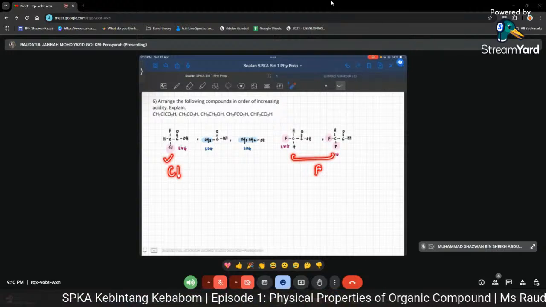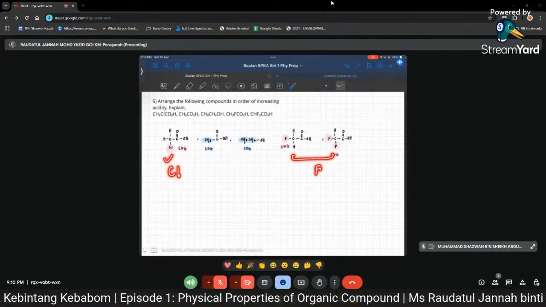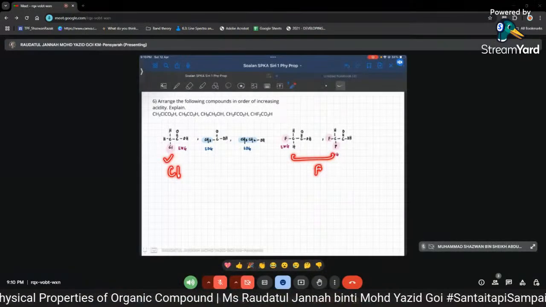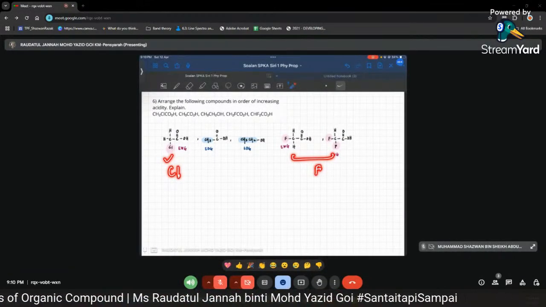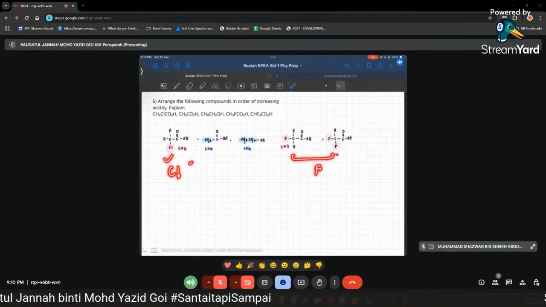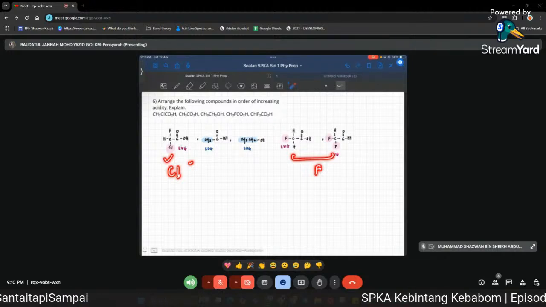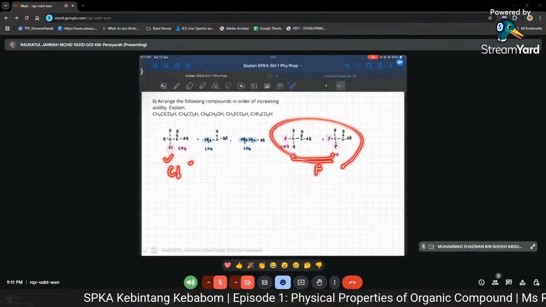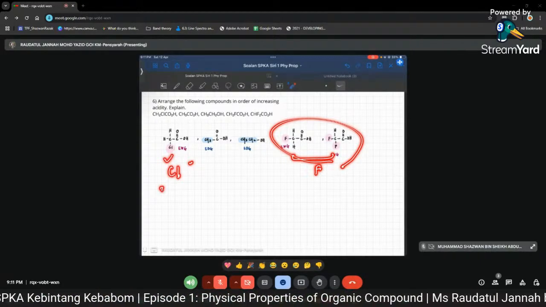Maksudnya dia sangat-sangat electronegative, sangat kuat in terms of attracting electrons toward itself. So by rule, fluorine should have a better electron withdrawing ability than chlorine. So kalau you ada fluorine in your carboxylic acid structure, so carboxylic acid with fluorine will have higher acidity ataupun stronger acidity compared to species with chlorine.